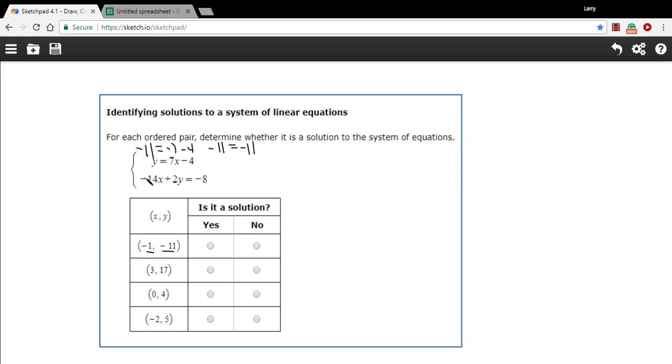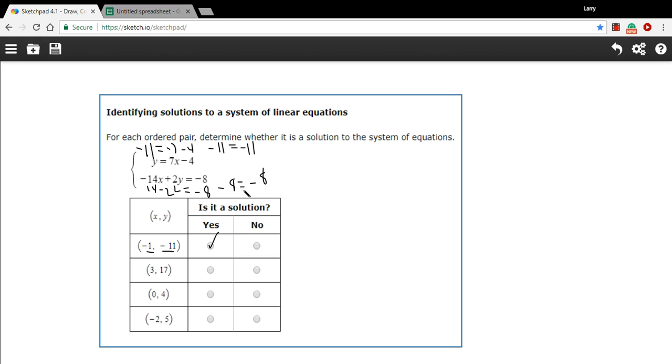Plug in -1 for x. So -1 times -14, that'd be a +14. -11 times 2y would be -22. And that would equal -8. Let's see, 14 minus 22. That is -8. So we get -8 equals -8. So that one satisfies that equation as well. So we can say it satisfies the solution.